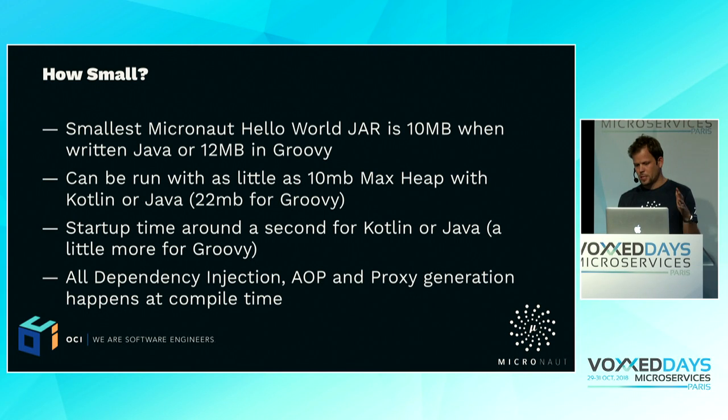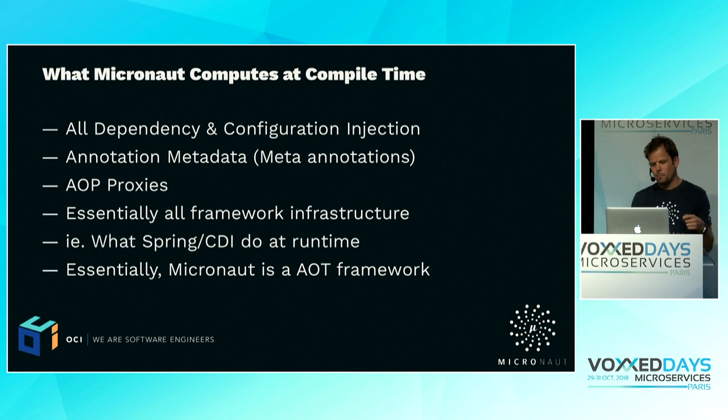So all dependency injection, AOP, proxy generation, everything happens at compilation time. Micronaut will compute dependency and configuration injection, annotation metadata. That's a huge one. All annotation metadata is computed at compilation time. Micronaut doesn't have to, at runtime with reflection, traverse up your class hierarchy and your interfaces, figuring out what implements what and is annotated with what. Everything happens at compilation time. Basically, what Spring and CDI do at runtime, Micronaut does at compilation time.